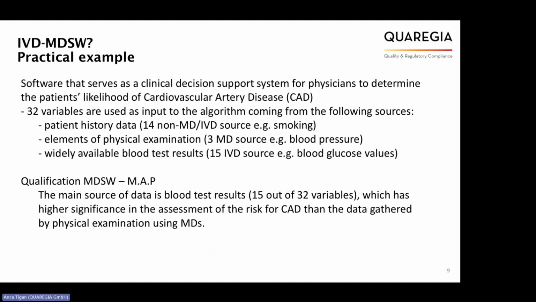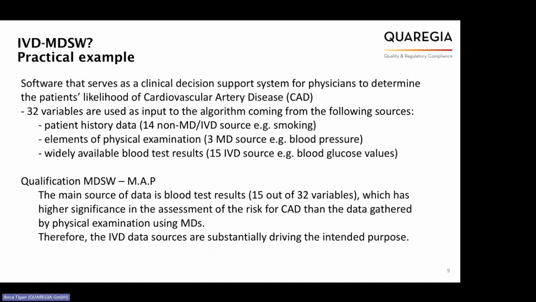But now the question is, is the software an IVD? Because the data sources it collects come from different areas. So we qualify the software, and then we would be able to argue in this case that the main source of the data is blood test results, because these are 15 out of 32 variables. And if these values would have a higher significance in the assessment of the risk of cardiovascular artery disease than the data gathered by physical examination or by using medical devices, the IVD data sources could be considered to substantially drive the intended purpose of the software, and therefore this would be an in vitro diagnostic device, medical device software.